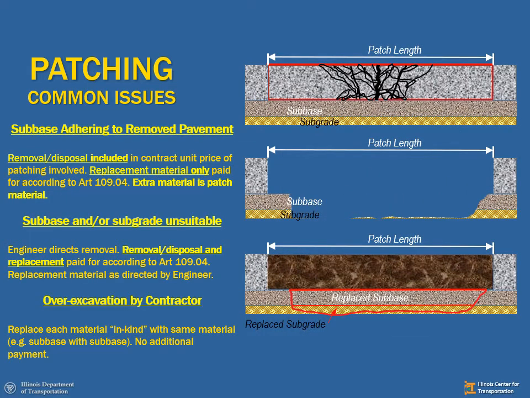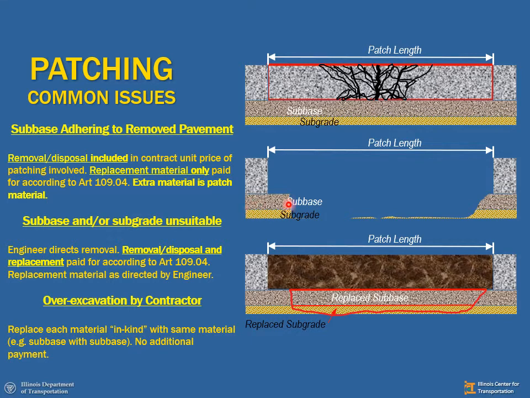Some common patching issues. We're going out here and we've saw cut our patch here, and we've done the saw cuts in the lane width. We take the patch out, and some of the subgrade adheres to the removed pavement. No fault of the contractor. It's stuck to the concrete or the asphalt, and we pulled it out. We would have to replace the material in kind. So we're replacing pavement with pavement, subgrades with subgrades, or subbase with subbase.